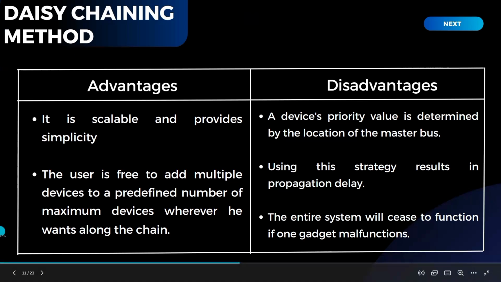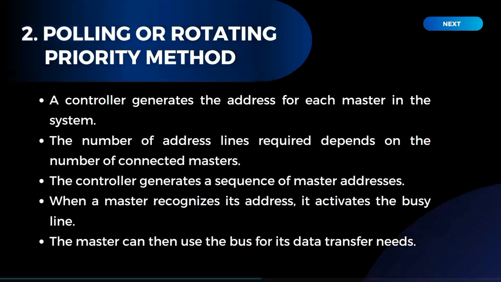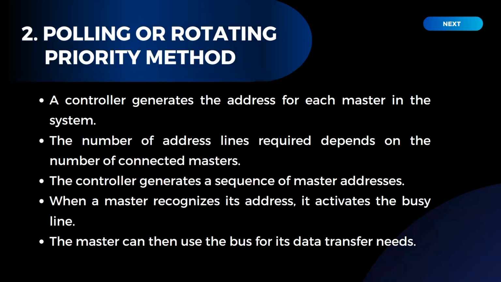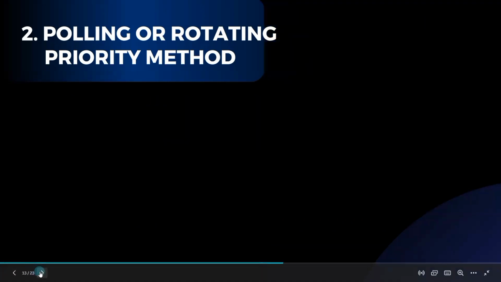The next method is polling, or the rotating priority method. In this, a controller is used to generate the address for the master. The number of address lines required depends upon the number of masters connected in the system. The controller generates a sequence of master addresses. When the requesting master recognizes its address, it activates the busy line and begins to use the bus. It can be explained through the following diagram.